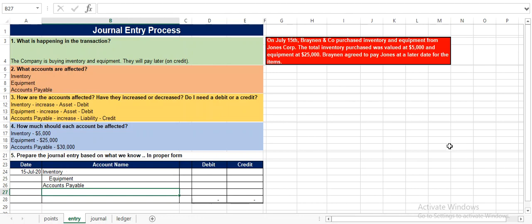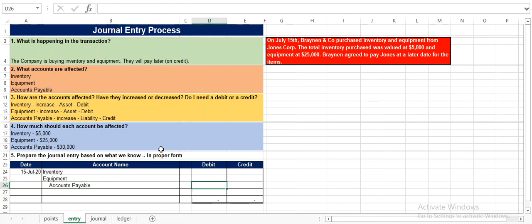Now we should look at this and see that this is wrong because I actually need to take the indent off of equipment because that's not a credit. Accounts payable is the one that has the credit, so I need to put the indent there. And so this is correct. My 2 debit accounts are at the top. They're not indented. My 1 credit account is at the bottom and it is indented.